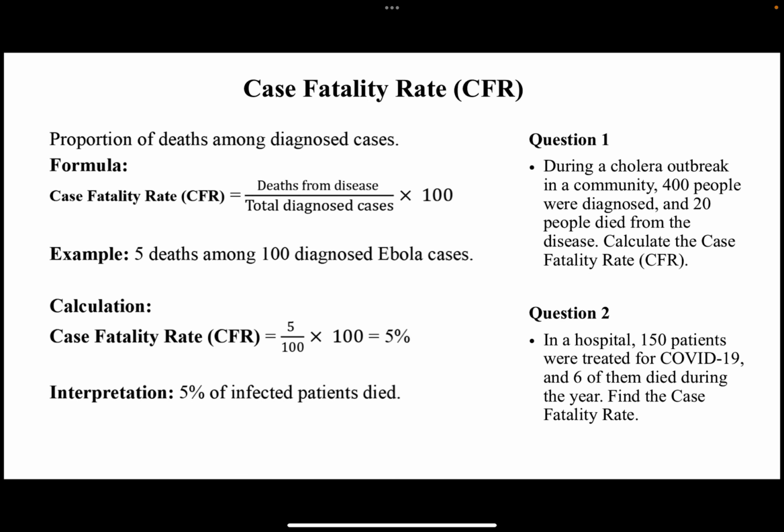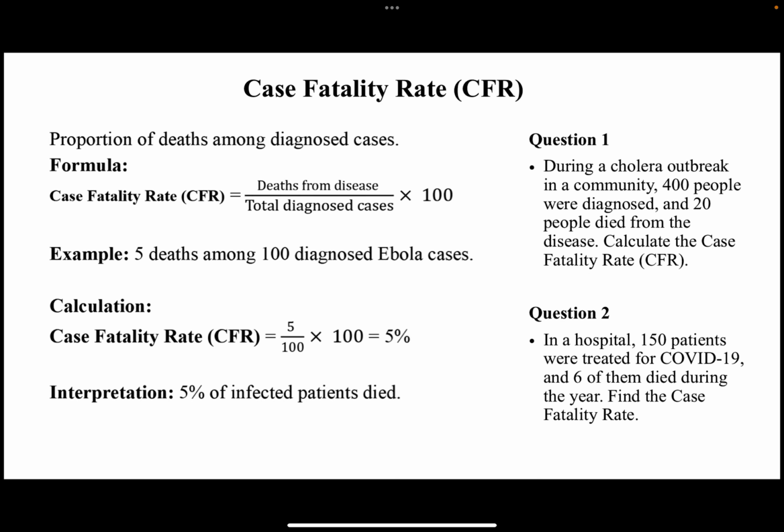Okay, that's the difference between the case fatality and the cause specific mortality. The case fatality will let us appreciate, among those who are infected with the disease, how many of them are dying. The case fatality rate. Is that okay? Let's look at this question.